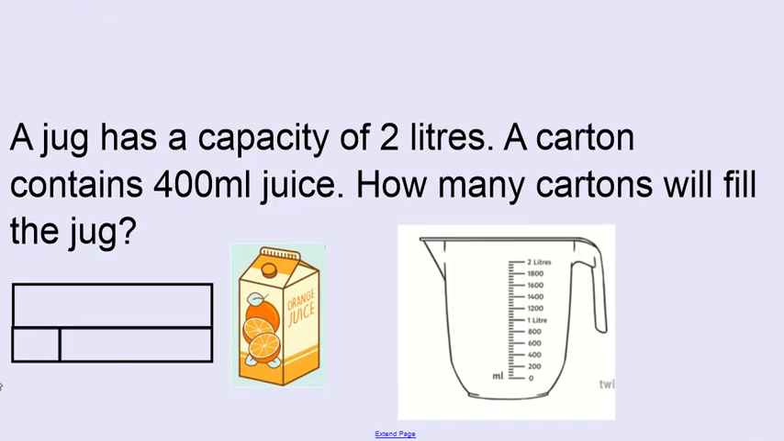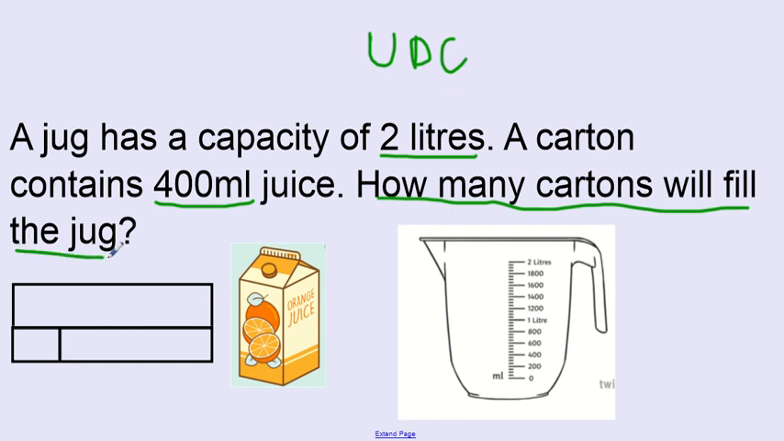Okay, last question for today then, year 6. And it's straight away, it's a word problem. So I'm thinking, right, we've got U, D, C. Underline, draw, calculate. So as I read, I'm going to underline the important information. A jug has a capacity, that just means it holds 2 litres. A carton contains 400 millilitres of juice. How many cartons will fill the jug?